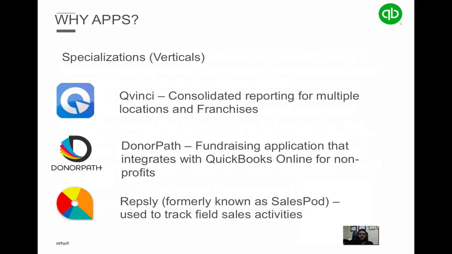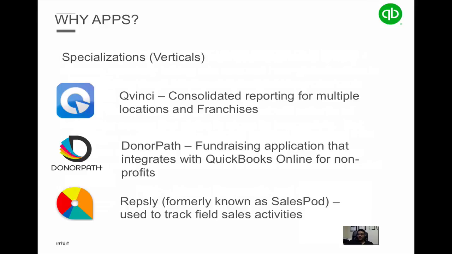Some apps that give a good example of what I'm saying here are QVinci, DonorPath, and Repsly. These are apps that have specific purposes, very specialized. QVinci allows you to consolidate financial reports from multiple companies or multiple locations. Traditionally, this was sold to franchises, business owners that had 2 stores, 3 stores, 4 stores, and wanted a simple way of consolidating these financial statements. That's what the app QVinci did.